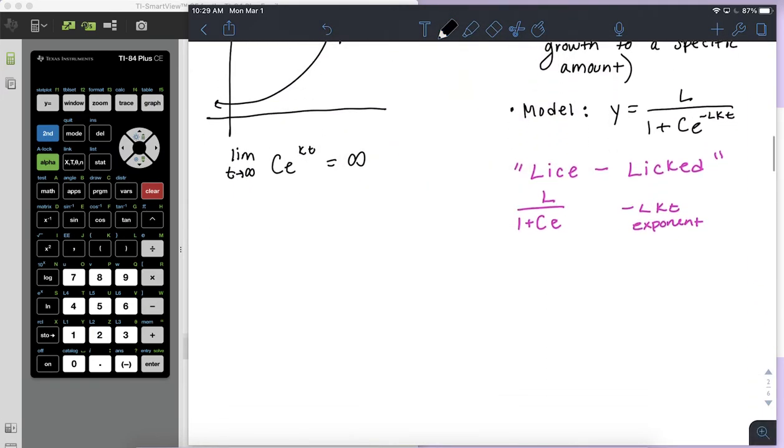So what the graph of this model looks like is you have this limiting capacity at L. So you have a horizontal asymptote.